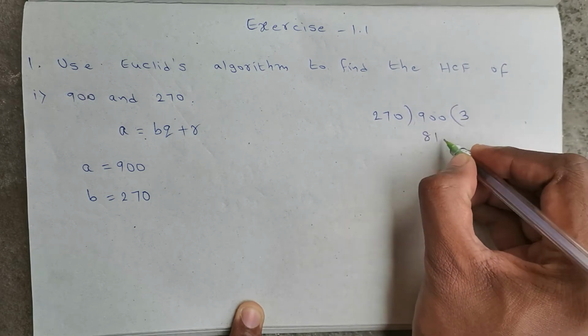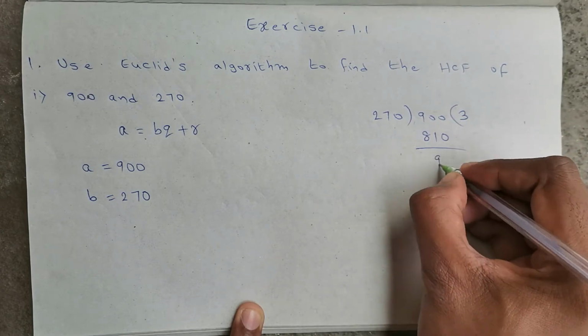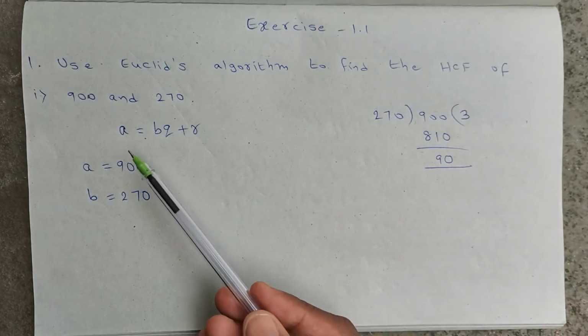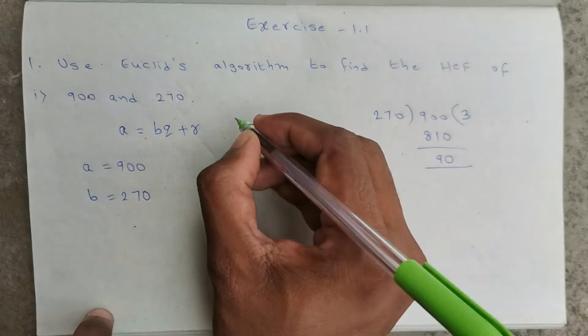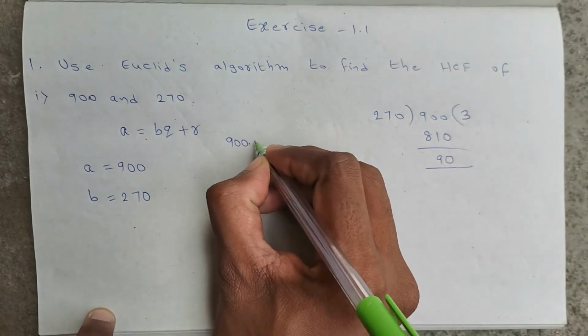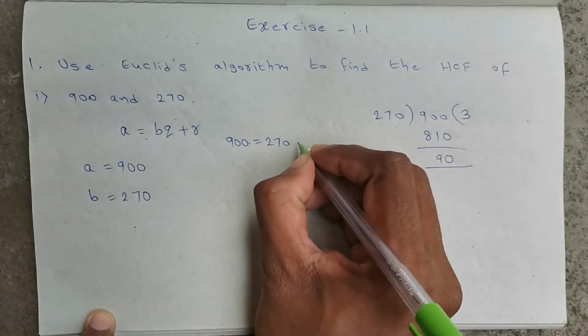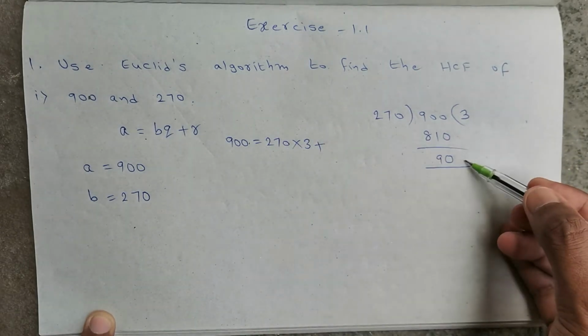270 threes are 810. 900 minus 810 is equal to 90. So now write this in the form of a = bq + r. In our terms, dividend = divisor into quotient plus remainder. Here the dividend is nothing but 900. So 900 = divisor 270 into quotient 3 plus remainder 90.